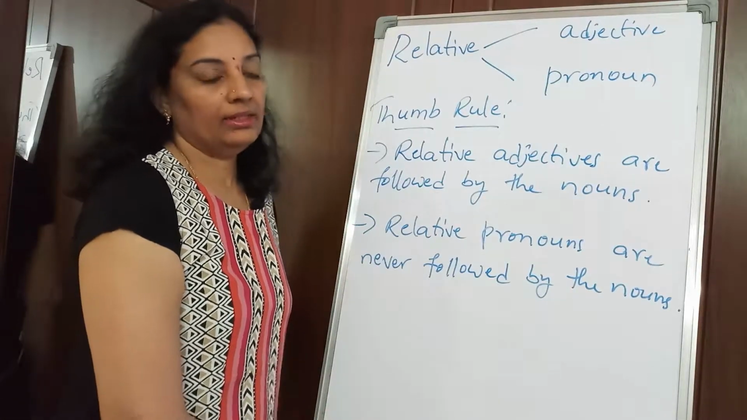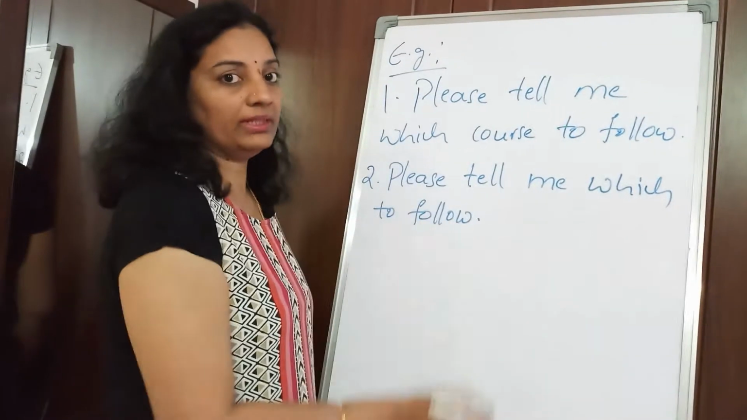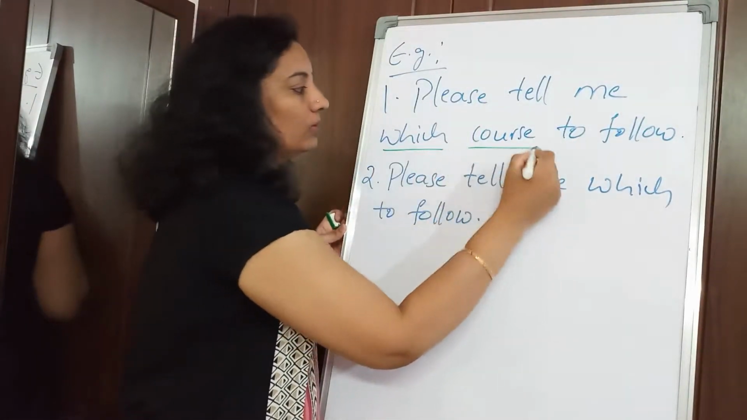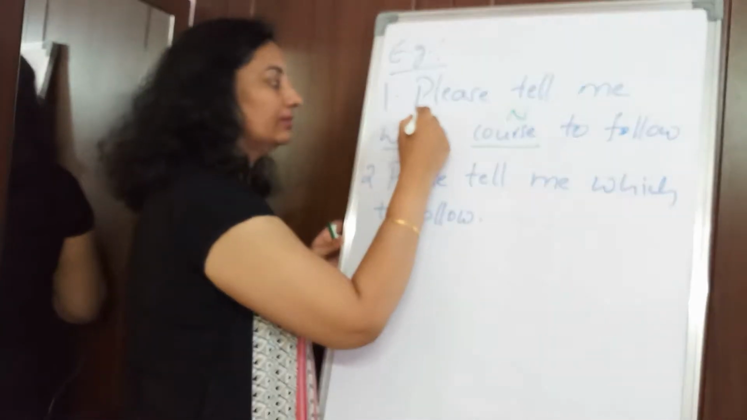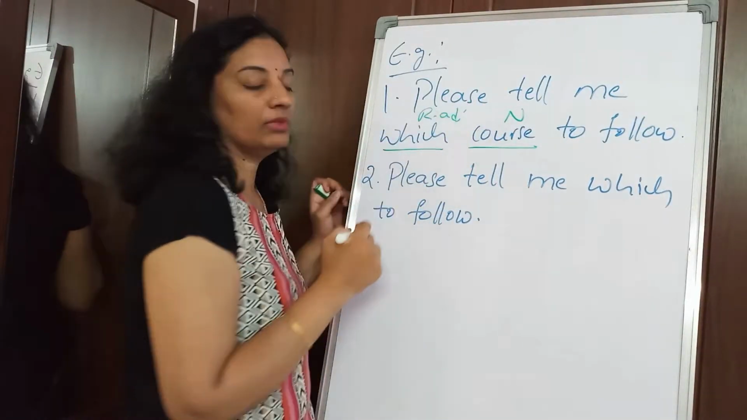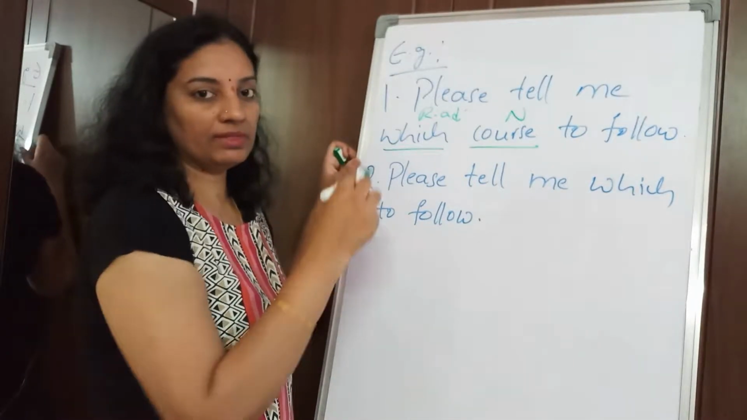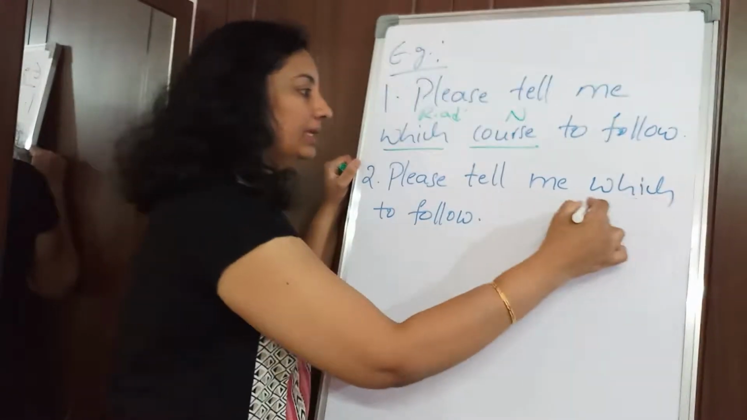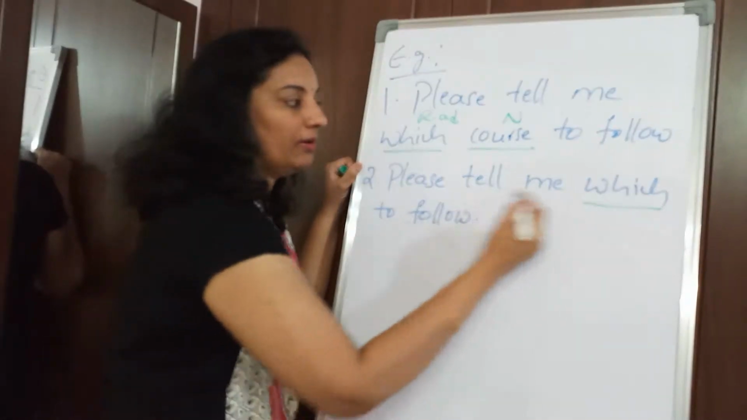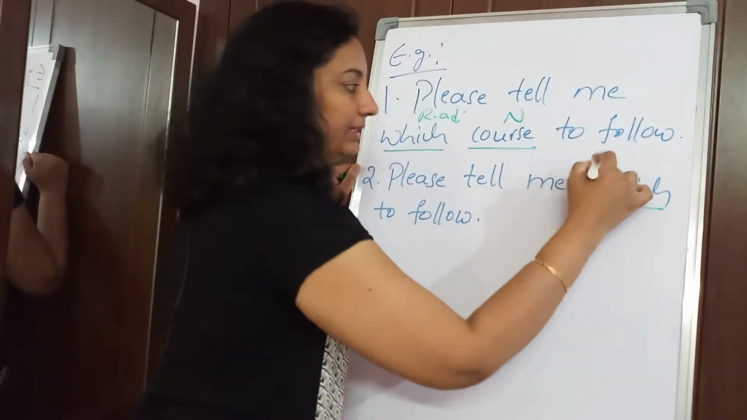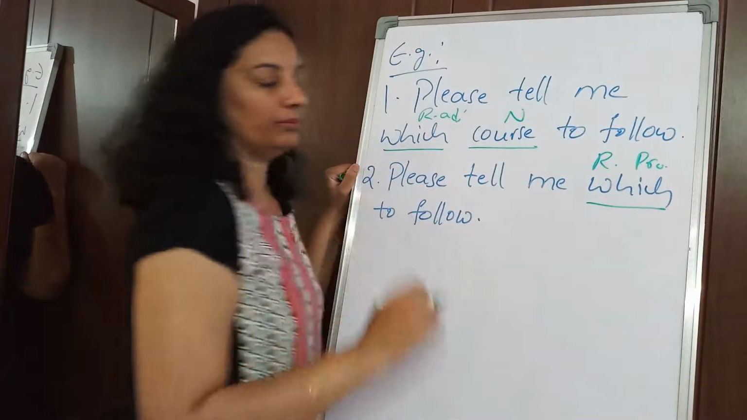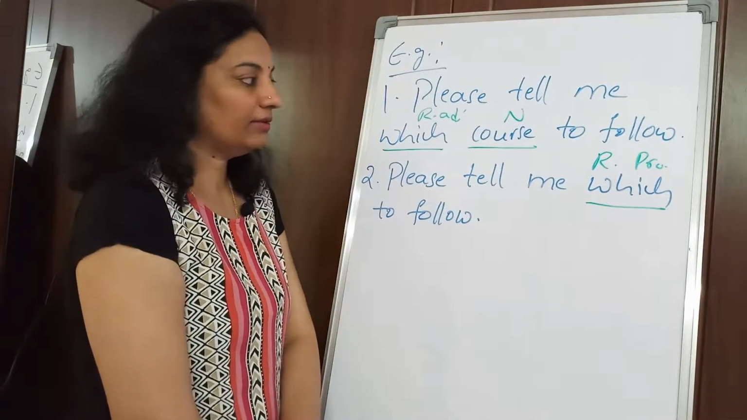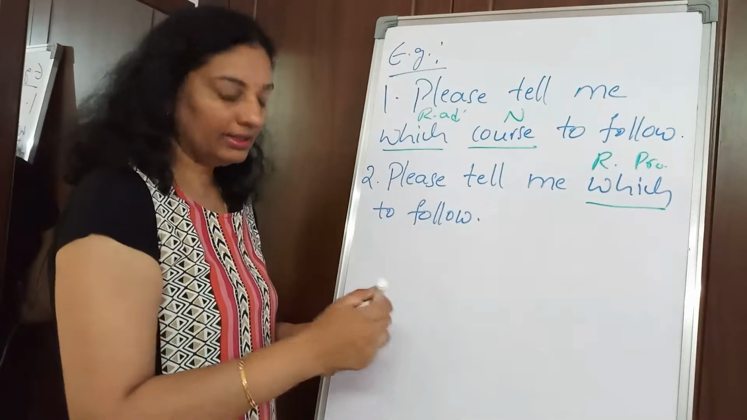Let us see two examples for this. Have a look at the examples here. Please tell me which course to follow. Which course? This is the noun. So obviously this is the adjective, because adjectives are always followed by the nouns they modify. Look at the second one. Please tell me which to follow. It is not followed by a noun, it stands on its own, so it is a relative pronoun. Very simple, isn't it? Adjectives are followed by the nouns they modify, whereas pronouns stand on their own, they are independent.